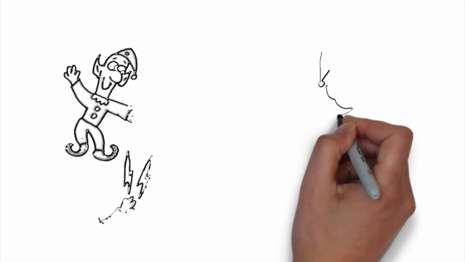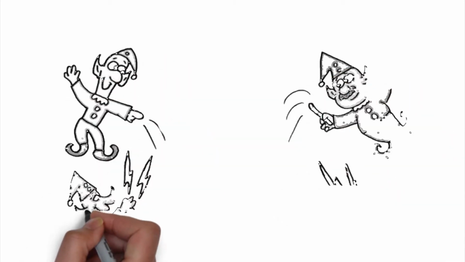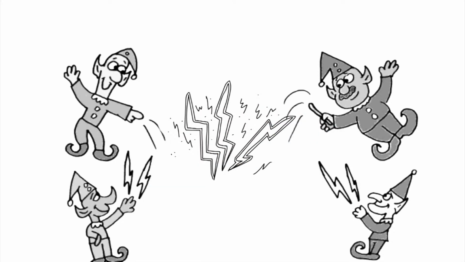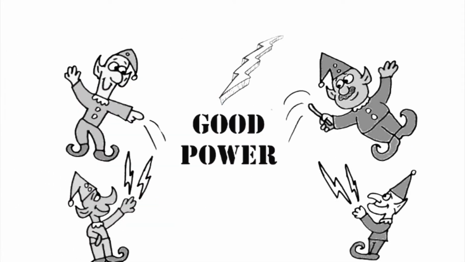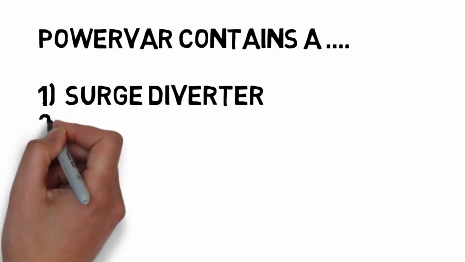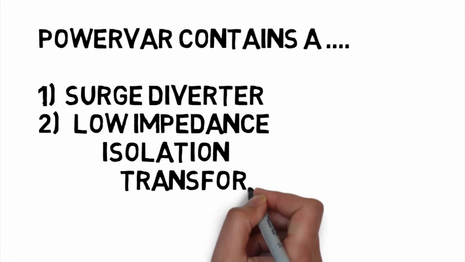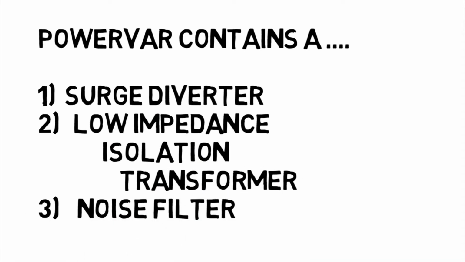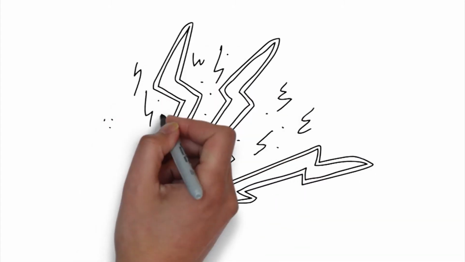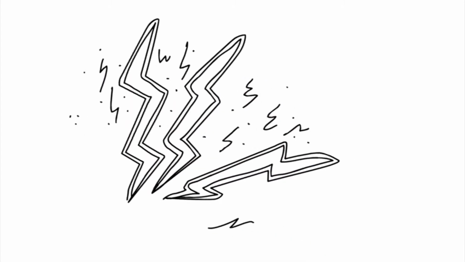So, how does Powervar clean bad power? Well, inside the Powervar unit, there are hundreds of little elves who magically turn bad power into good. Just kidding. Powervar contains a surge diverter, a low impedance isolation transformer, and a noise filter. All three of these work together, digging deep to find all those big and sometimes unseen threats which cause bad power.